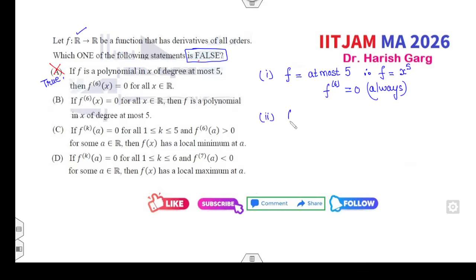Look at the second one. f of the sixth derivative will be 0. Fine. Now if you integrate on both sides, what will happen? f is a polynomial of degree at most 5. फाइन. डिग्री 4 भी हो सकती है. Like अगर मैं ये कहूं कि x to the 4 plus 1, इसका भी तो फिफ्थ सिक्स्थ डेरिवेटिव 0 है, पर हाईएस्ट डिग्री क्या होगी? If you integrate 6 times on both sides, the degree is at most 5.